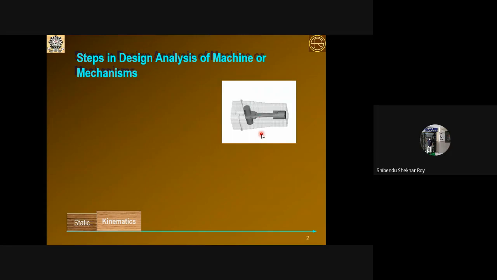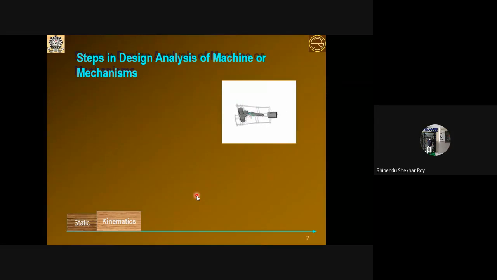Take the slider crank mechanism: the crank, connecting rod, slider. The cylinder is the stationary part, so that is a static problem. If it is the moving parts, like your crank, your connecting rod, slider, they are moving parts. As they are moving parts, that means there is a motion. Motion characteristics have to be followed, and you have to solve kinematics first.